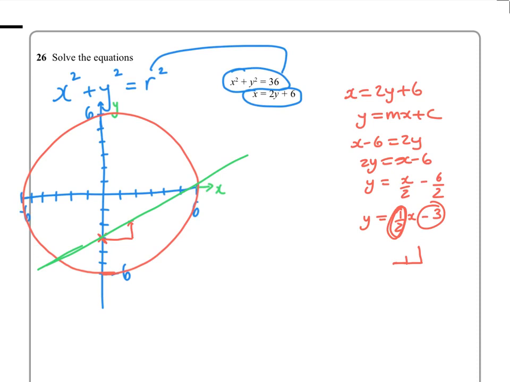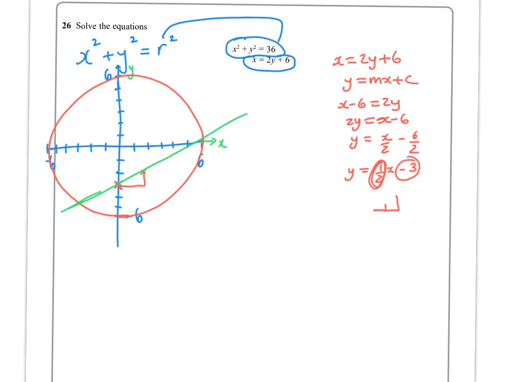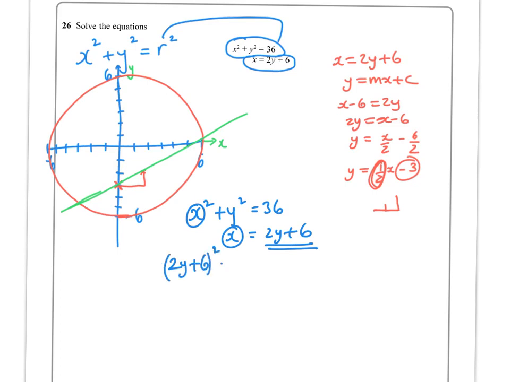You may not have time in the exam to do it, but if you have, then I thoroughly suggest that you do it. So let's have a look at the question, and now let's do some algebra and see what the algebra tells us. So x squared plus y squared is 36, and x equals 2y plus 6. Well, this is telling us that x is 2y plus 6, so let's substitute it in here. And we'd have 2y plus 6 all squared plus y squared is 36. Let's do a little grid down here. There's no shame in doing that at all.